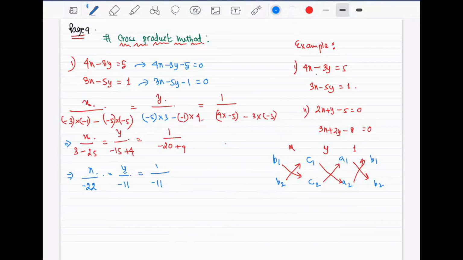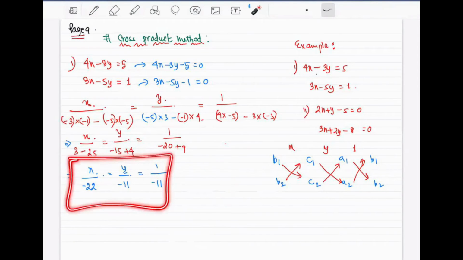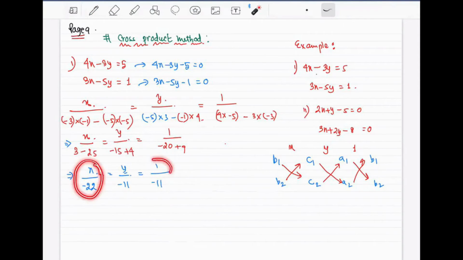What if we want to find out x, y? That's the whole point of finding out the solution, right? We wanted the value of x and y. How do we obtain the value of x and y from this? Simple. I just told you, you have to take this and this separately. The constant one, the one with the constant value, and x only. So if I take this and this, we're going to have x by minus 22 is equal to 1 by minus 11.